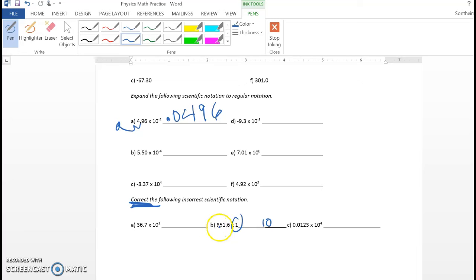And the decimal place isn't here. So the decimal place needs to be 8.516. And then you have to think about what is that being multiplied by? How many places did you move? So if this is 10, you're going to have to do some math. If this is the original number, you want times 10 to the 2nd.